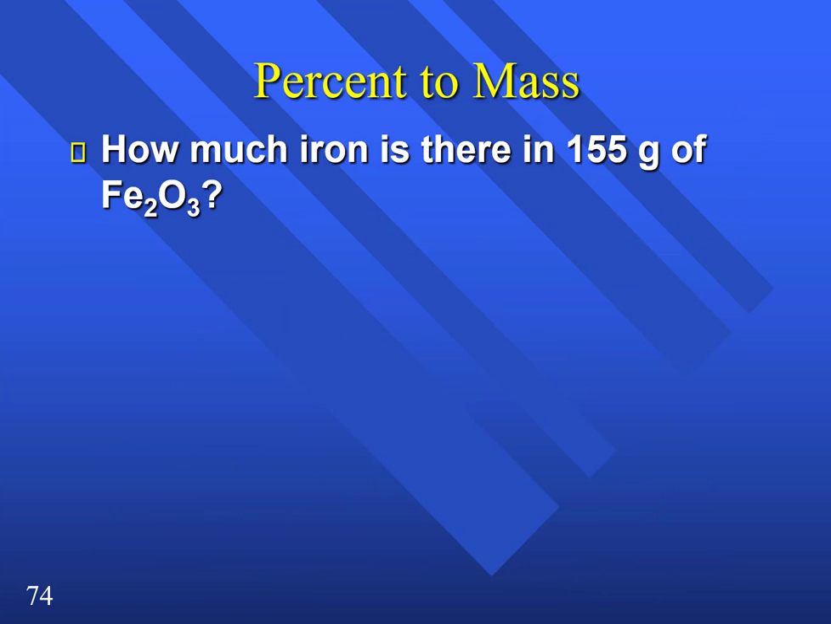So the iron ore they dig up. When you dig up iron ore, you never find iron in the ground unless it's a meteorite that's hit the ground. Okay? But the iron ore they dig up is iron 3 oxide. If you dig up 155 grams of iron 3 oxide, how many grams of iron will you have?